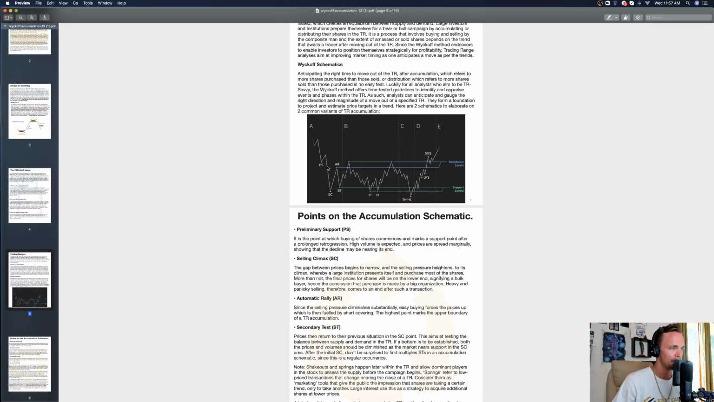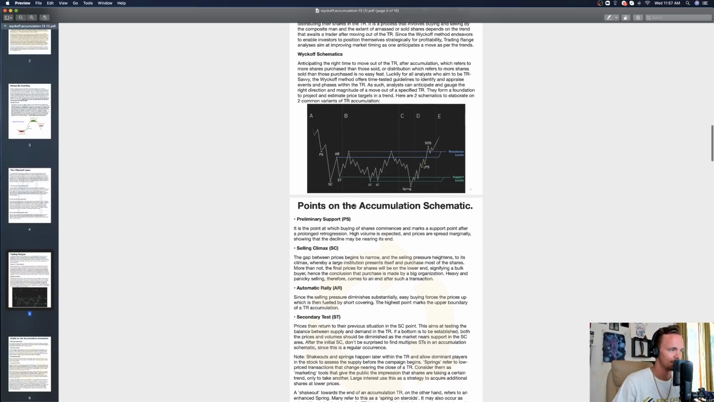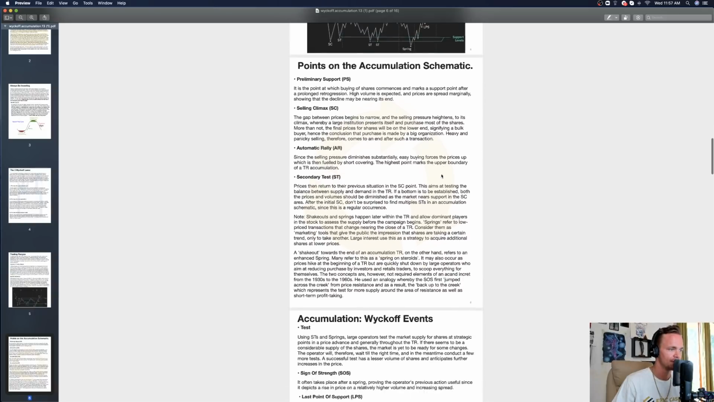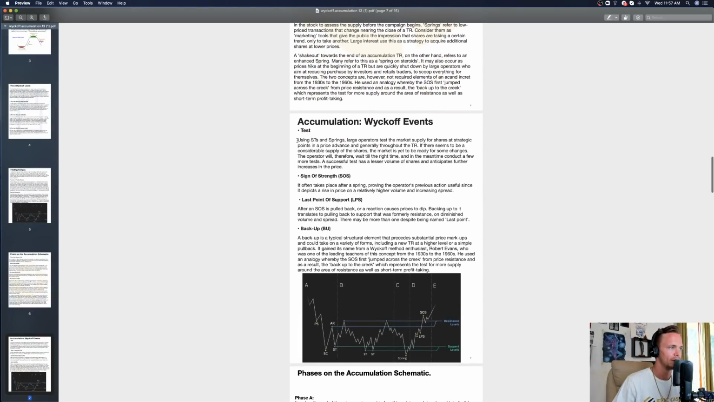So here we see the preliminary support followed by the selling climax, which becomes the low of our trading range. Then we see the automatic rally, this spike back up to the first area of resistance, and then the secondary test, the drop down to the first support range in our trading range. But more importantly, what we're looking for here is this test. So I'm going to read this to you.